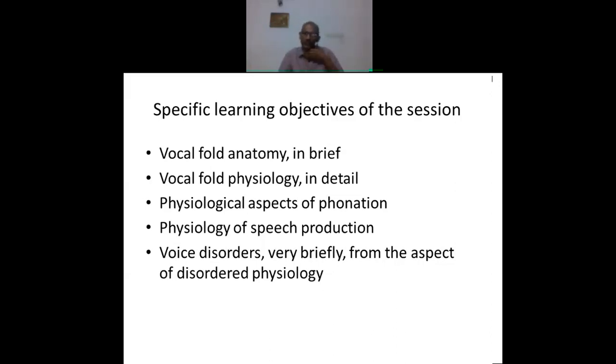What I've planned is that for each slide where there's a specific aspect of physiology, I've added something in red font, which talks about the change that would happen in that physiology, which indicates the pathology. And also at the end, I've clubbed a few disorders together, but it's overall very brief because that would be out of the remit of this talk. So these are all the specific learning objectives. I hope I'll be able to achieve all of these at the end of this session of about 1 hour.